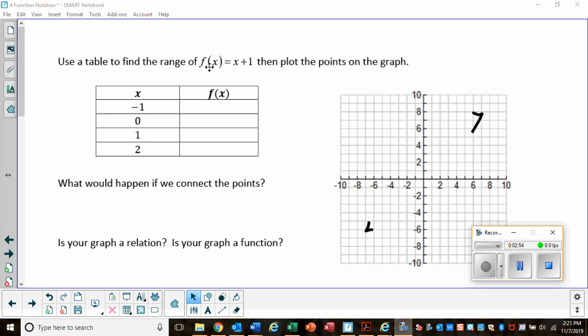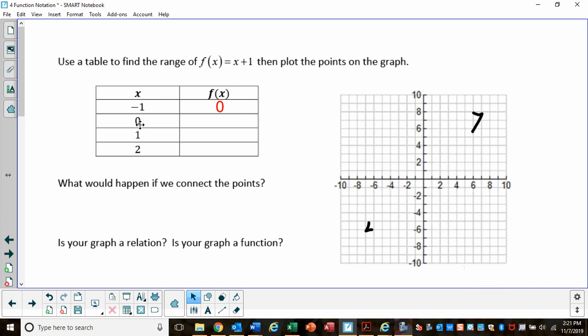But it just means y, it just means your output value. So we're going to put our inputs, our x's, in for x. So negative 1 plus 1 gives me 0. 0 plus 1 gives me 1. 1 plus 1 gives me 2. 2 plus 1 gives me 3. So those are my y values, which means they're going to make my points.